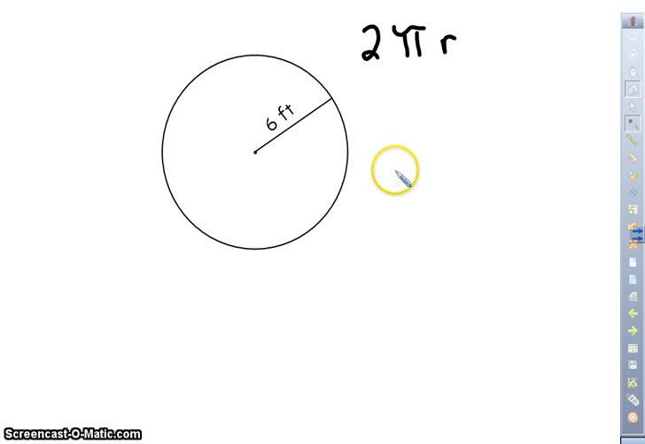Go ahead and hit pause, and you will be able to then solve this problem and be back in a few seconds. So go ahead and pause it, and I'll see you in a few.